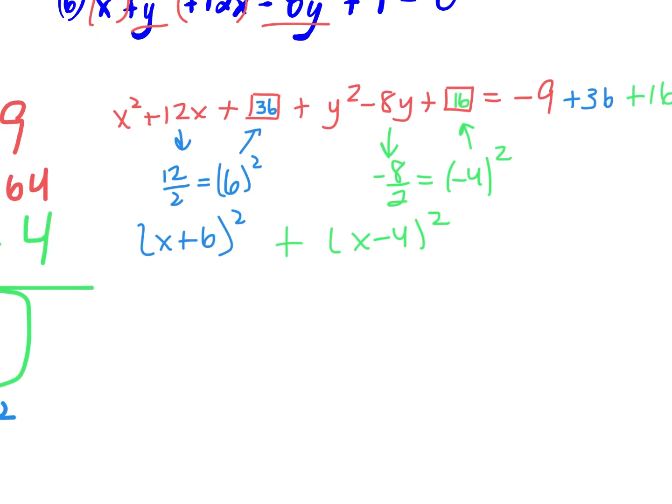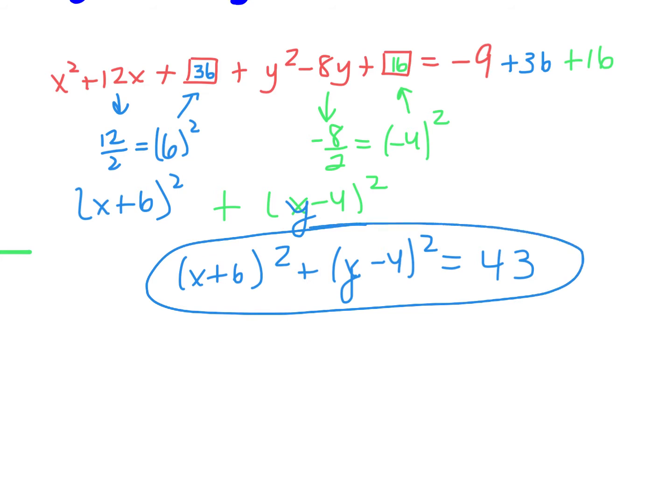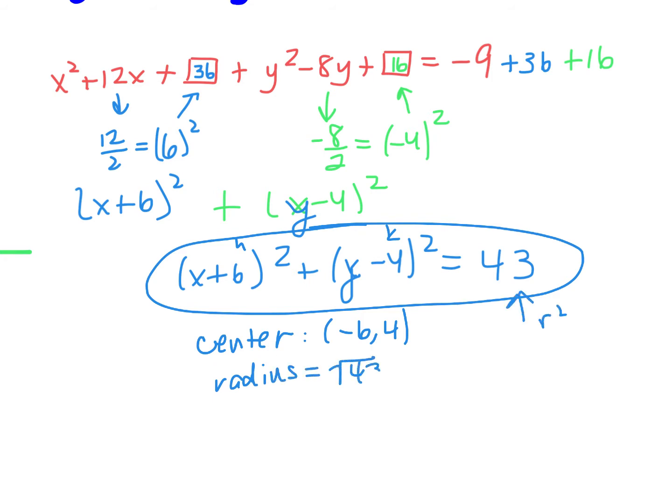So we are left with x plus 6 quantity squared plus y minus 4, this should be y, I don't know why I put x, squared equals 43. So there's your equation of your circle in standard form. You know that your center is going to be your h and your k. So it's at negative 6, positive 4, and my radius is right here as r squared, so it's the square root of 43. And again, if 43 could have been broken down, you absolutely would have to do that. Make sure you guys do that on your test.